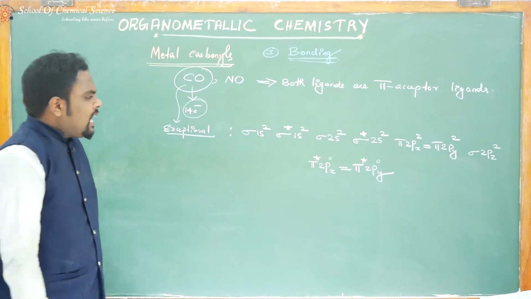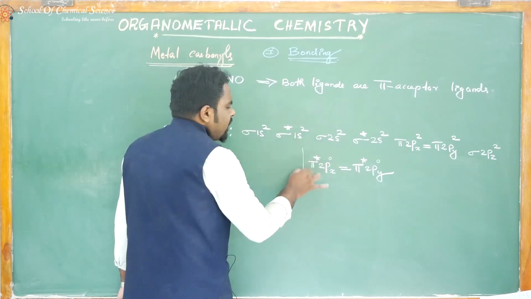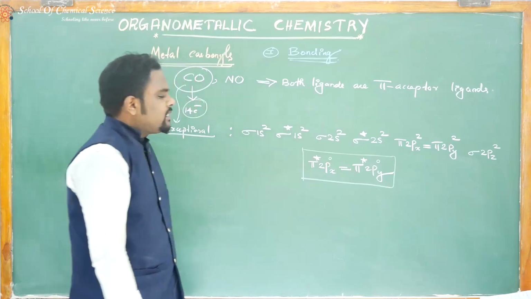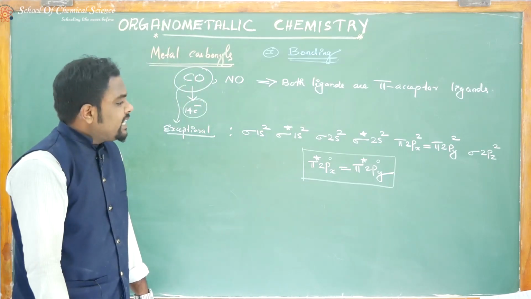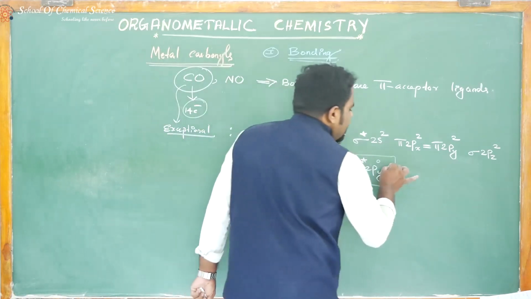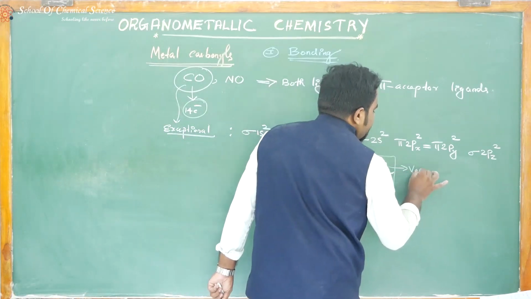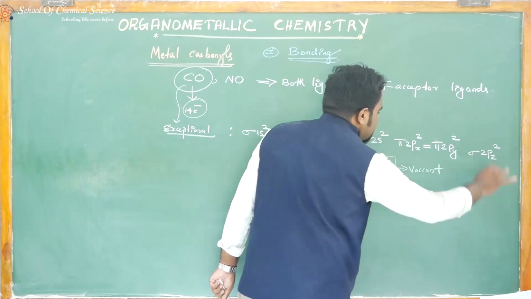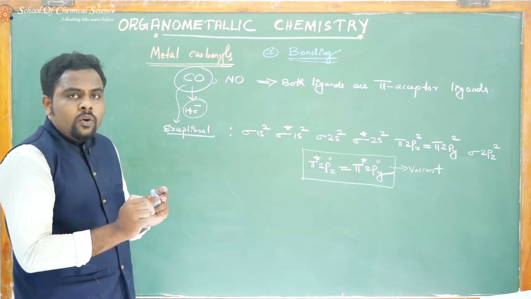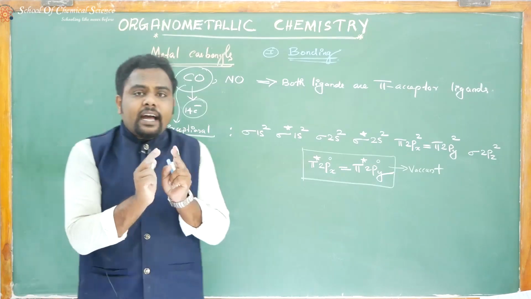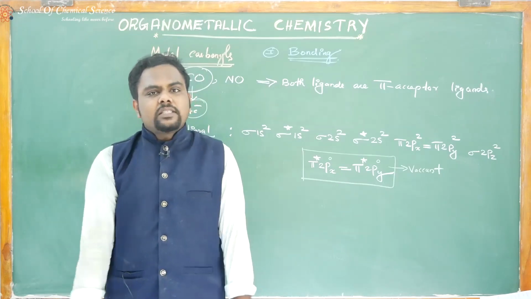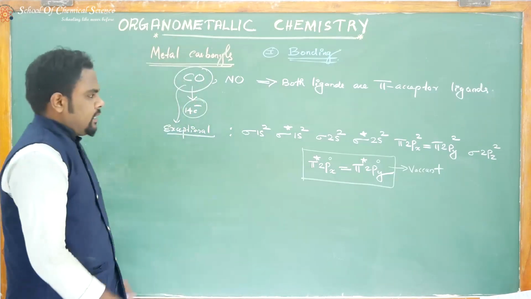Please listen. The outer molecular orbital of carbon monoxide is pi star 2px 0 equal to pi star 2py 0. That means the outer pi star orbital is vacant. So carbon monoxide has a vacant pi star orbital. Please listen.